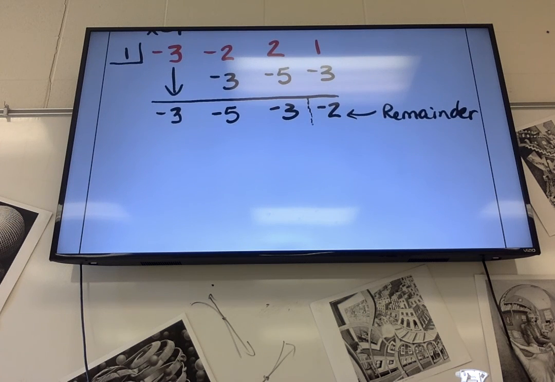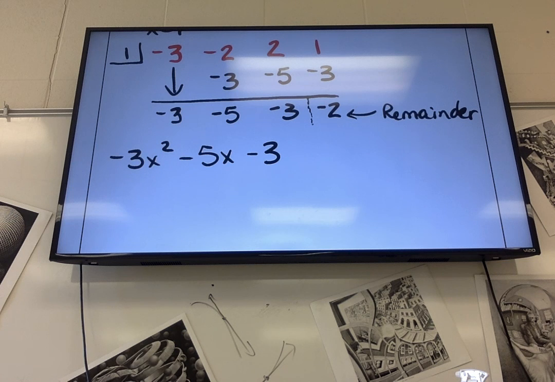So instead of negative 3x cubed, it's going to be negative 3 and I lower it by 1, x squared. And then I take that next number, that's negative 5, and I go to the next exponent, so it's x to the first. And then I take the next number, negative 3, and I go to the next exponent, which would be x to the 0, which means it's gone.